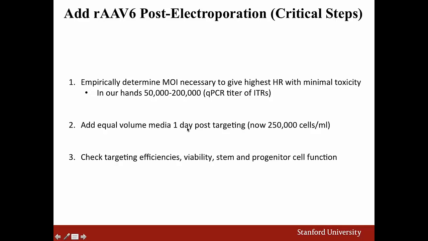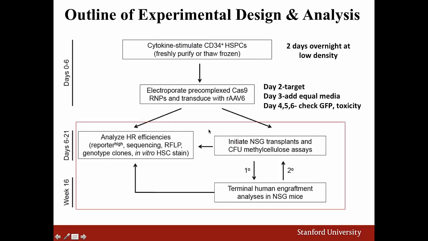You really want to keep adding equal volume of media, so that's that kind of fed batch approach to keep the cells dilute. It promotes viability and it promotes their growth. And then next you would be checking targeting efficiencies, viability, and stem cell and progenitor function. So that gets me to this last part.